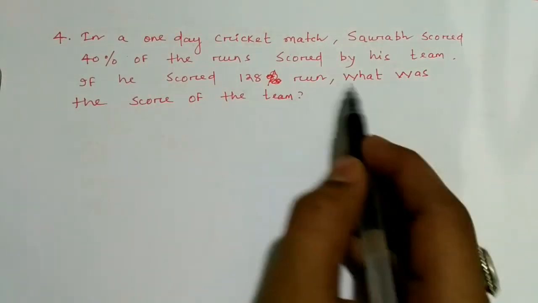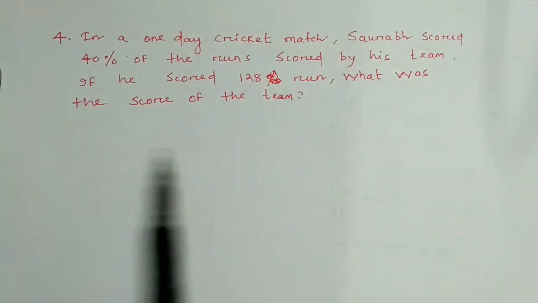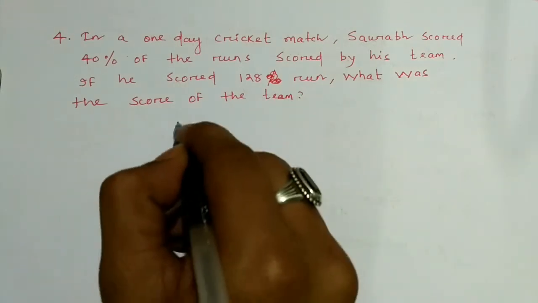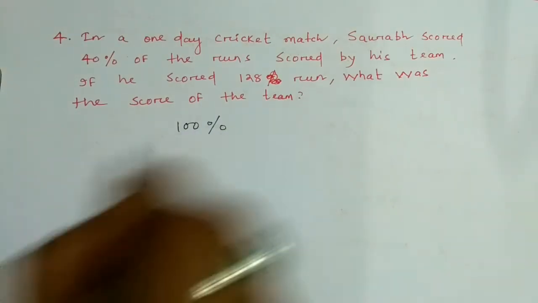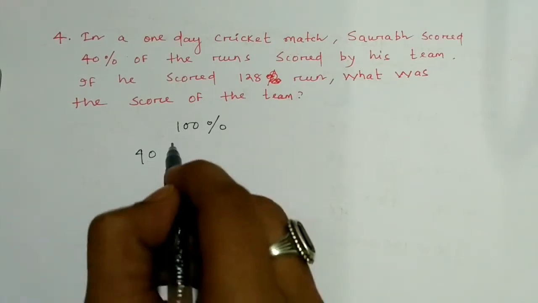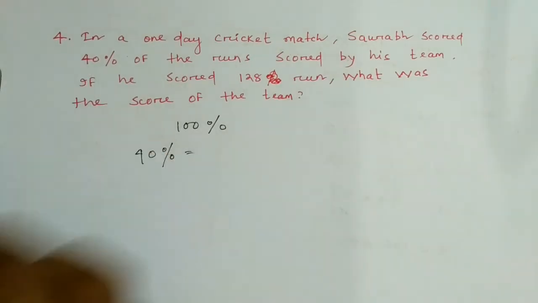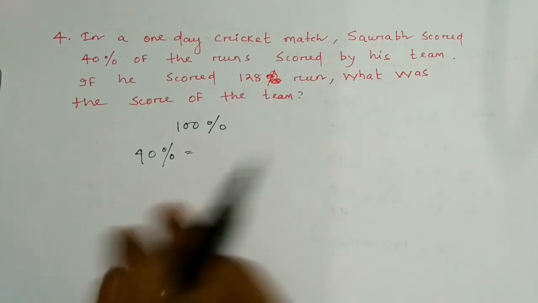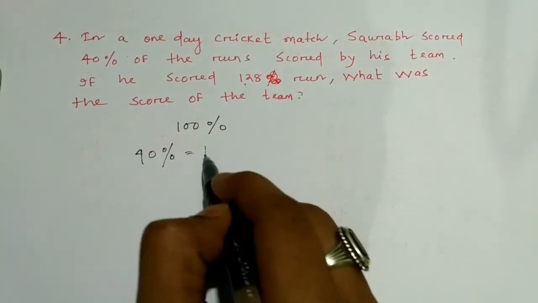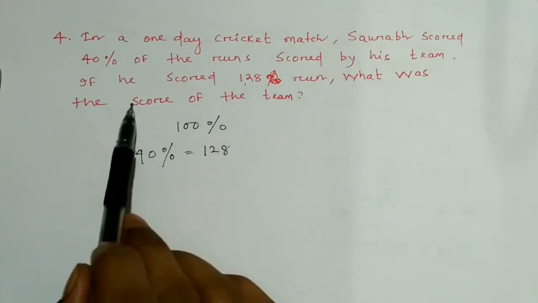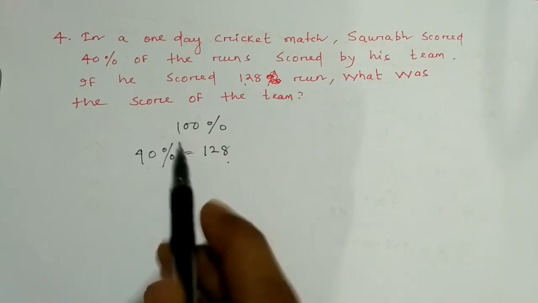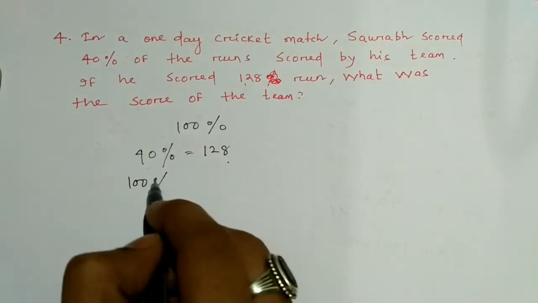As you know, the total score is always taken as 100%. Saurabh scored 40%. This is pretty similar. So he scored 40% of the runs scored by his team, and the score is given as 128. We have to find out the total score. 40% is equal to 128. The total means 100%. So we have to find out the value of 100%.